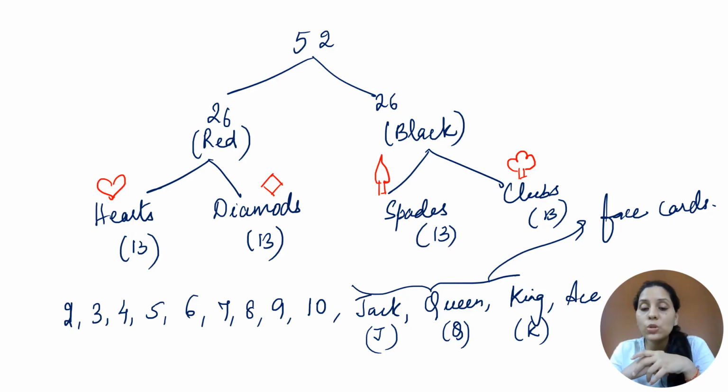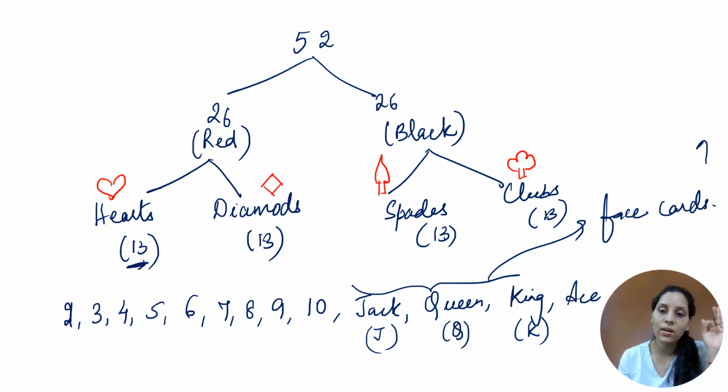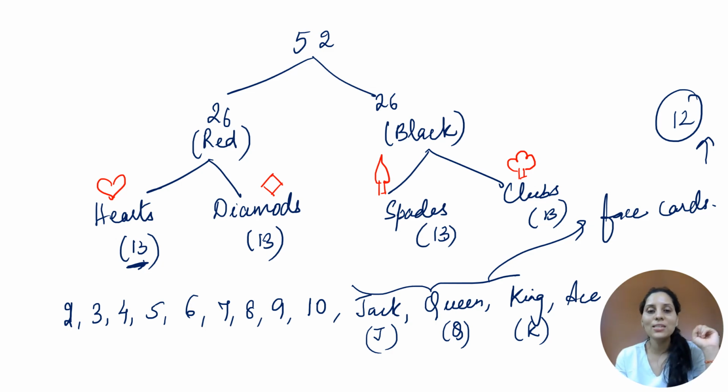Now, if I ask you how many face cards do you have in these 52 cards? Each suit has 3 face cards, right? Jack, Queen, King. So 3 plus 3 plus 3 plus 3. There are altogether 12 face cards. I hope this is clear.